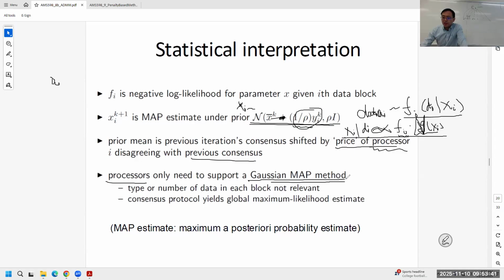It can be handled within each processor. So this should be pretty simple. So on type of number data in block is round-robin, and the consensus protocol yields the global maximum likelihood estimation. So actually MAP here is maximum a posteriori probability estimation. Actually, I read it here.